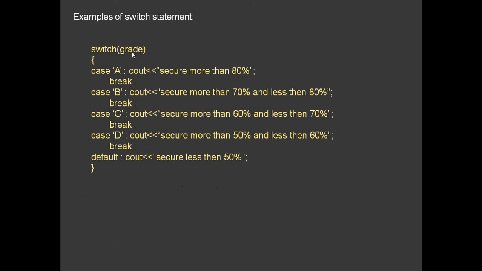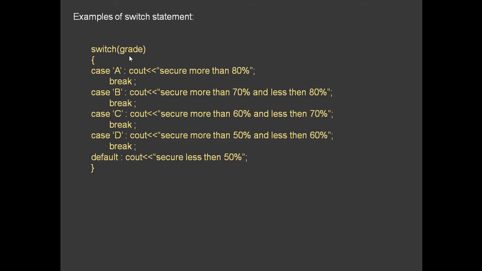If you entered grade d, then a will be compared with d. Is a equals d? No. b will be compared with d. c will be compared with d. d will be compared with d. Since it matches, cout secure more than 50% and less than 60% will be printed out. After that, it will encounter the break, and then jump out of this switch case.